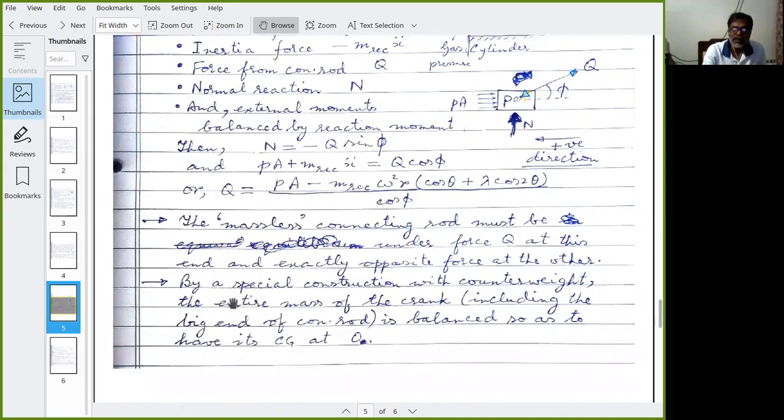And now we have already discussed that by a special construction with the counterweight, the entire mass of the crank, including the big end of the connecting rod, is balanced. So as we have it here, that we have already discussed.